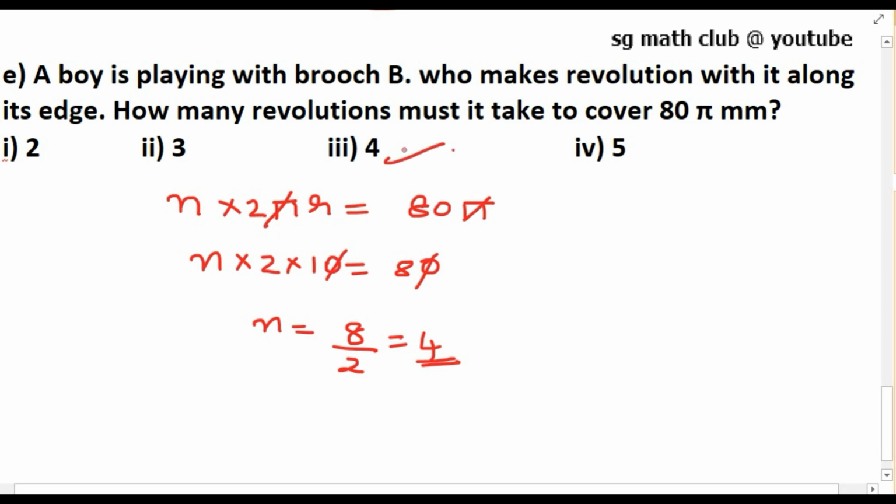In today's video we have seen a case study question from the chapter areas related to circle. Here mainly we have used the area of circle formula, which is pi r square. Then we have used the formula for circumference of the circle, which is 2 pi r, and in one question we have used area of sector, which is equal to theta divided by 360 into pi r square, where r is the radius and theta is the angle formed between two radii.